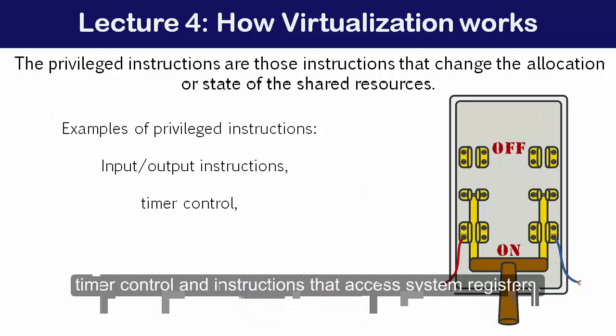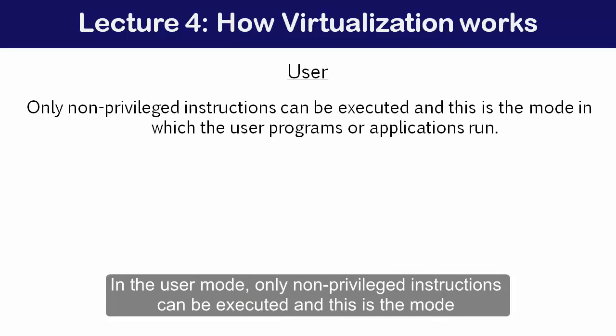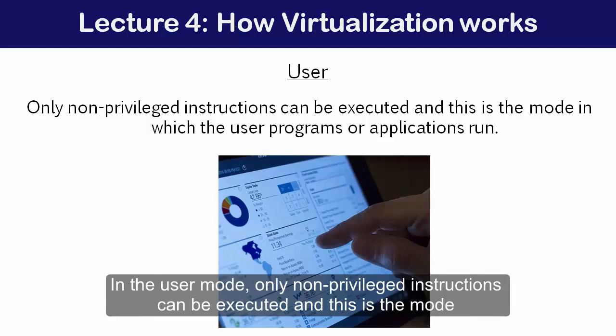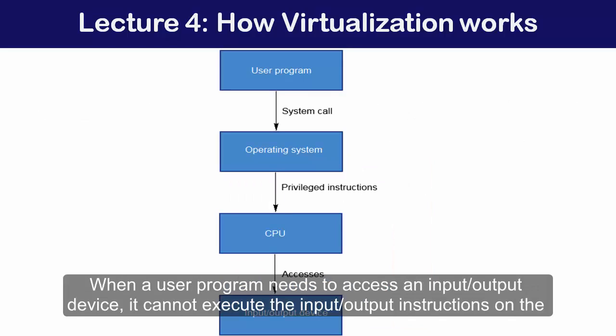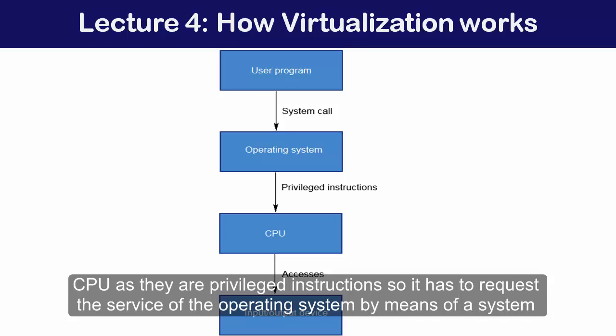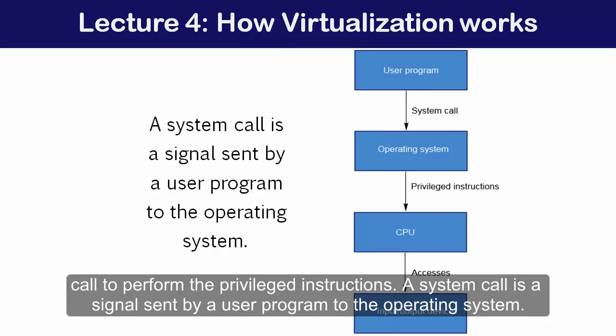The supervisor mode is also called kernel mode or system mode. In the user mode, only non-privileged instructions can be executed, and this is the mode in which the user programs or applications run. When a user program needs to access an input-output device, it cannot execute the input-output instructions on the CPU as they are privileged instructions. So it has to request the service of the operating system by means of a system call to perform the privileged instructions. A system call is a signal sent by a user program to the operating system.